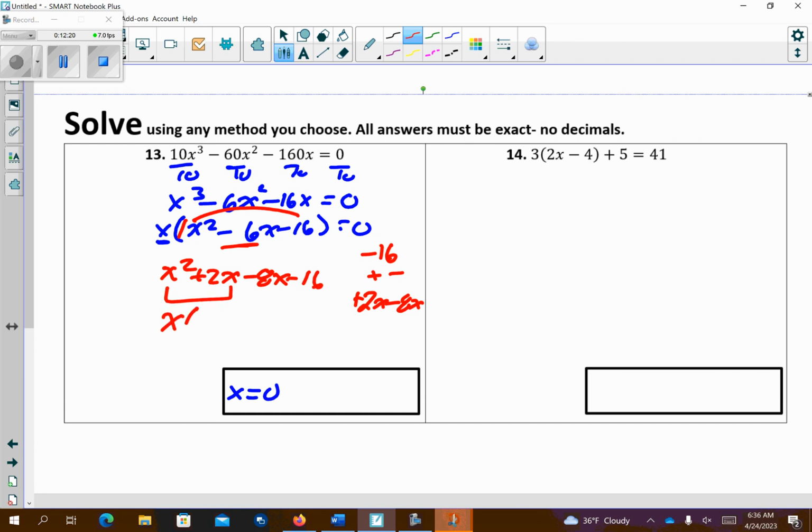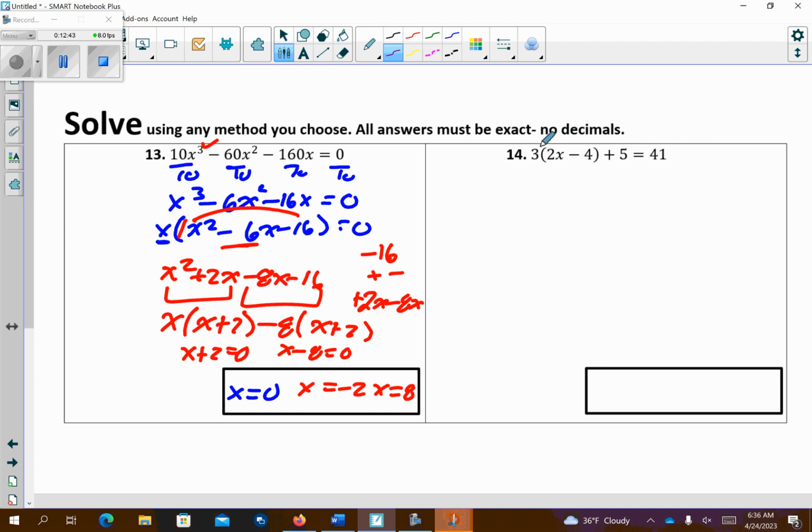Factor an x out of both. Factor a negative 8 out of both. So I'm going to get x plus 2 equals 0 and x minus 8 equals 0. So add 2 to both sides, so I'm going to get negative 2. Add 8 to both sides, so I'm going to get positive 8. There's my 3 answers. It was raised to the third power, so there's 3 answers.